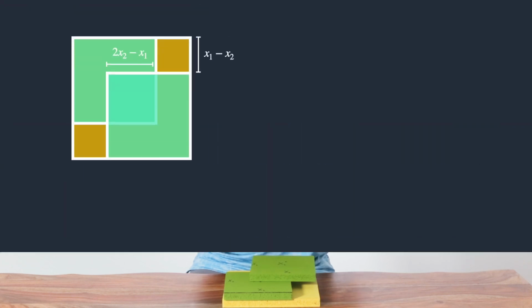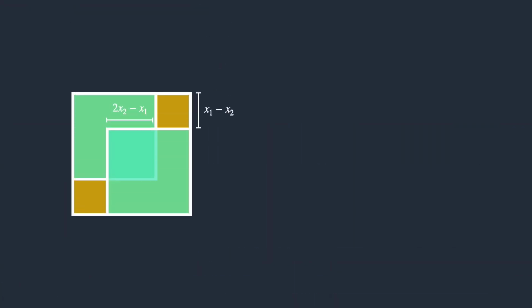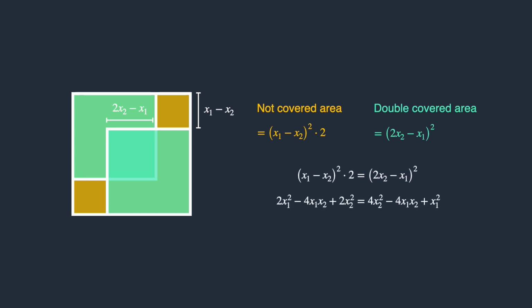We've already identified the length of each square, so we can calculate the area of the not covered square by squaring the length of its side, multiplied by 2 to get its total area. And likewise, we get the area of the double covered square by squaring the length of its sides. Now compare the two areas and hope they equate. At first, it appears they do not equate because the expressions are different.